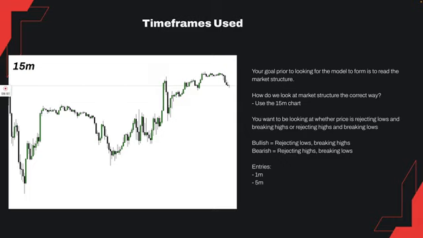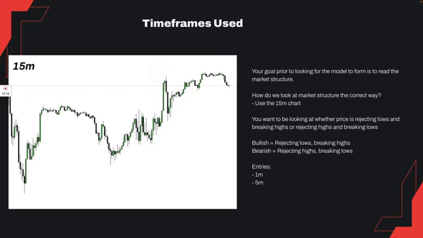From my previous videos, I have basically explained this. However, I will repeat. Bullish order flow means we are rejecting lows and breaking highs. Bearish order flow is the complete opposite. We are rejecting highs and breaking lows.